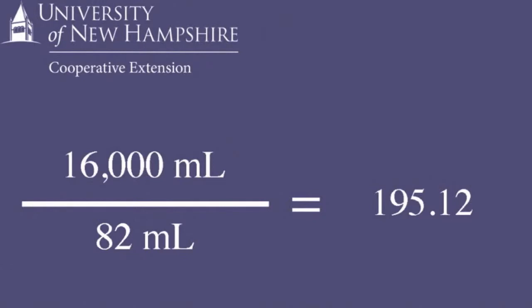We anticipated our injector to be set at 1 to 200. This tells us that it is actually set at 1 to 195. For most cases, if we are within 1 to 2%, we are okay. And in this instance, we're within that range.